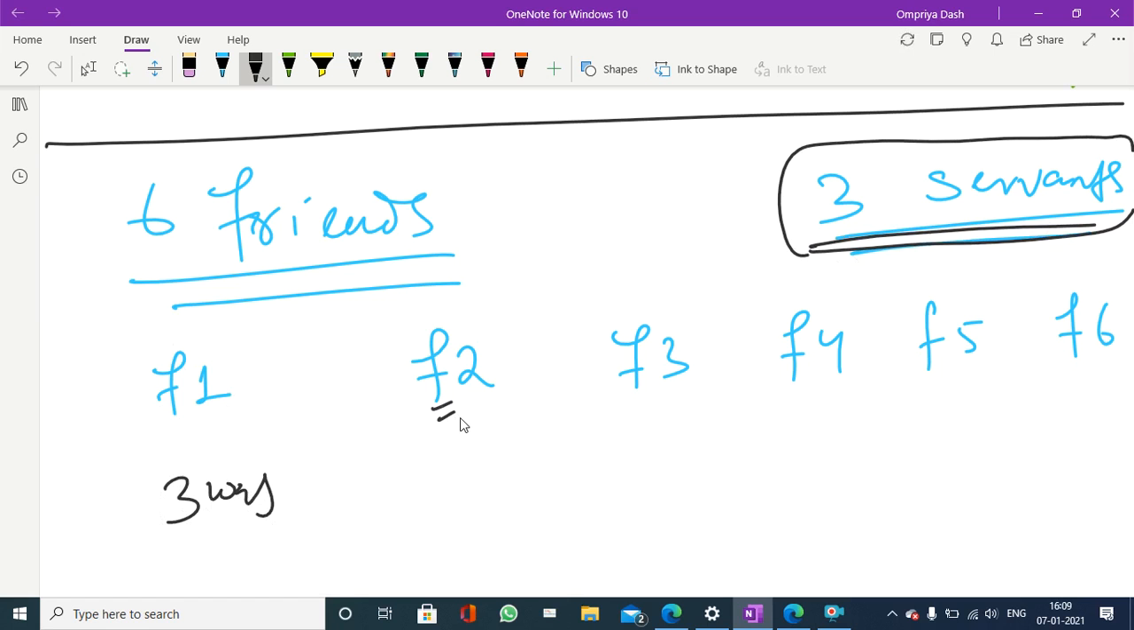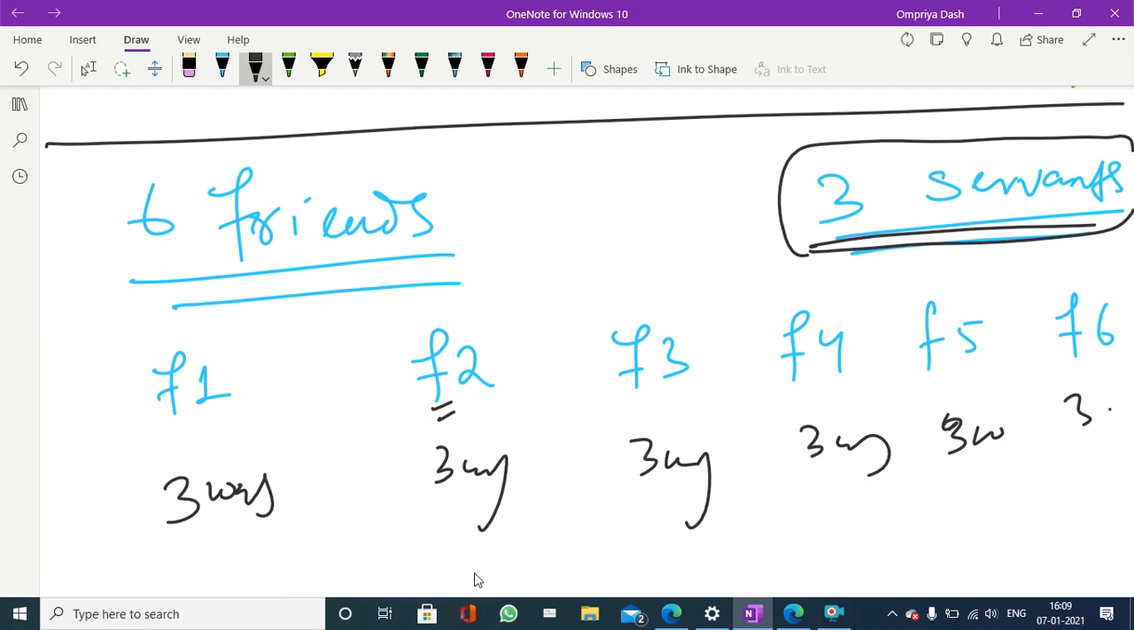Event number 2 can also happen in 3 different ways, because it is not saying that if you have sent this servant to this friend, then you can't use the same servant to send an invitation card to the other friends. No, it's not asking us anything like that, right? So friend 2 can be sent an invitation card in 3 different ways. Friend 3 also 3 different ways.